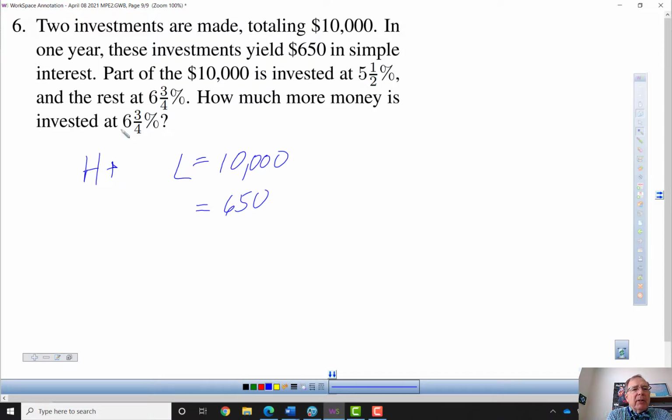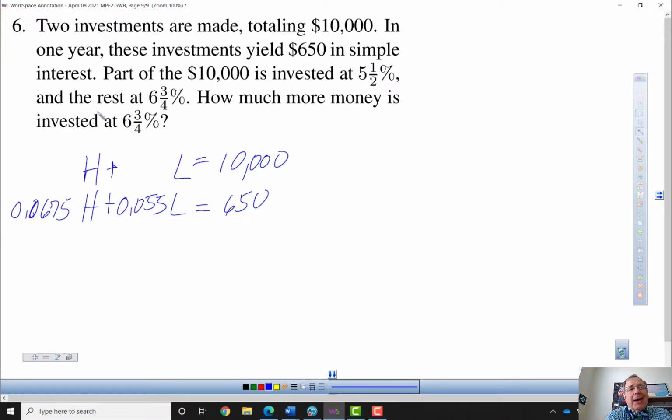So interest or percent means per 100. So the amount of interest for the high is going to be 0.0675 times the amount invested at the high interest rate, plus 0.055 invested at the low. So this is really just a system of linear equations.